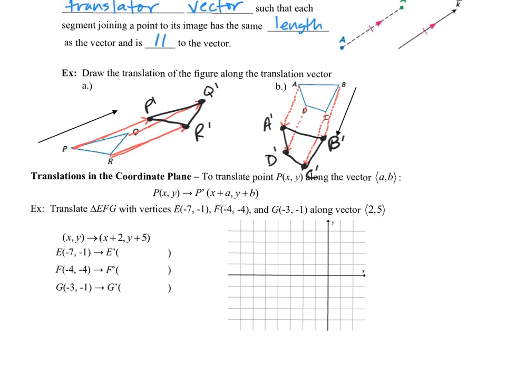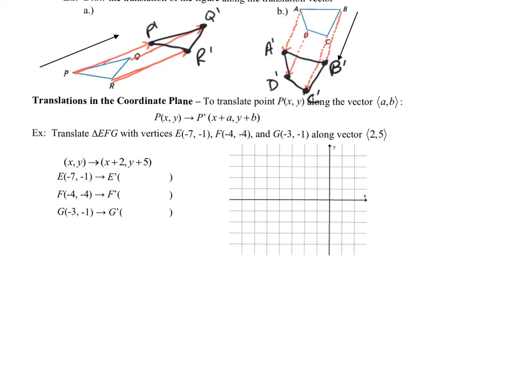So we're going to plot those points. So let's start with point E at -7, -1. Okay, so here's E. Okay, and then F is at -4, -4. So go left 4. Let's see, 1, 2, 3, 4, down 1, 2, 3, 4. So here's point F. And then pre-image point G is at -3, -1. So there's G. So there's our triangle.